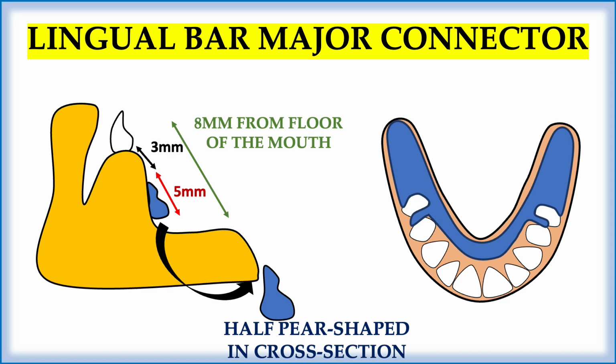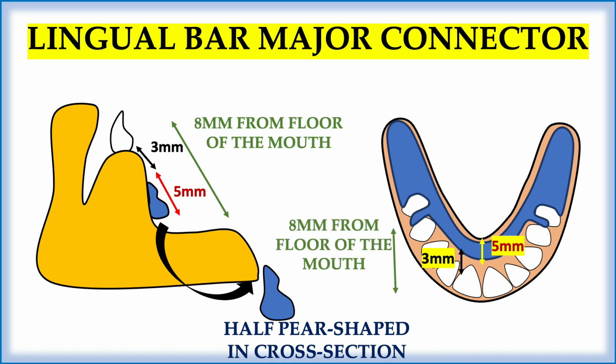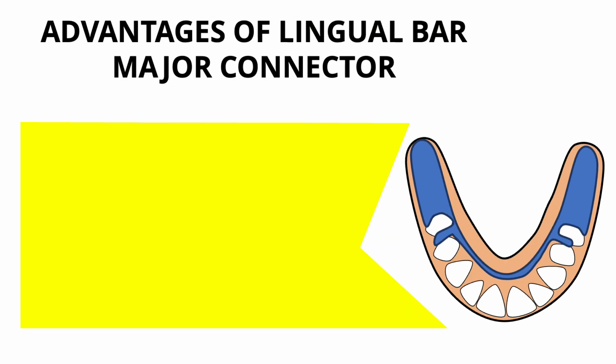As you can see in the occlusal view, we have at least 5 mm height for the major connector and 3 mm away from the free gingival margin. So a total of 8 mm vertical clearance from the floor of the mouth will be required for the placement of the lingual bar major connector. So what are the advantages of the lingual bar major connector?